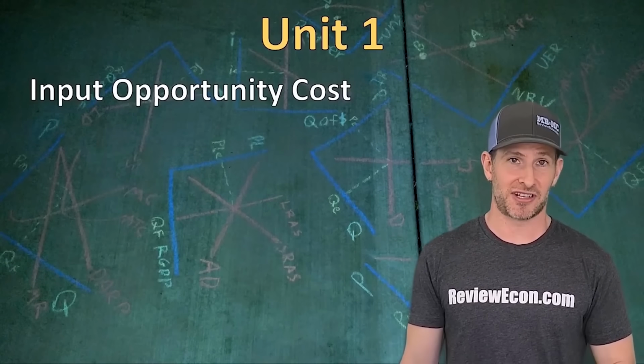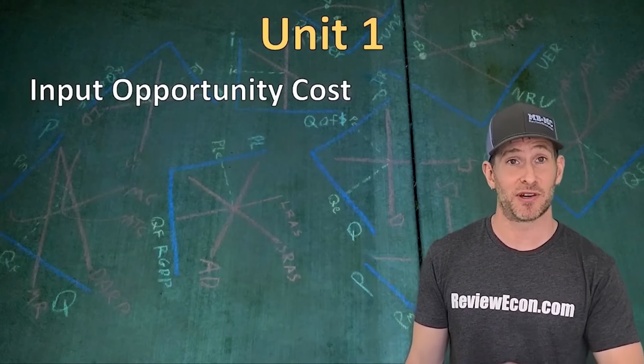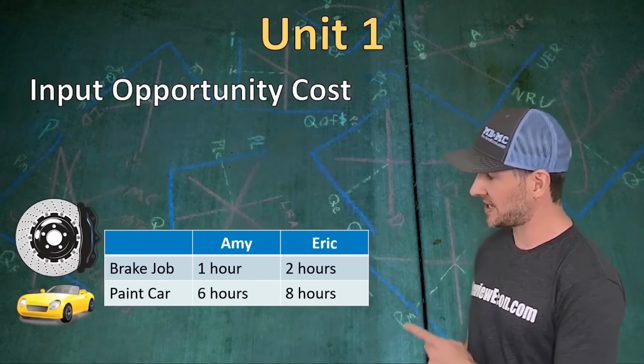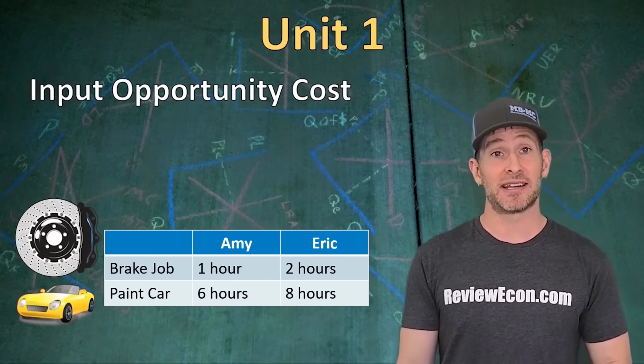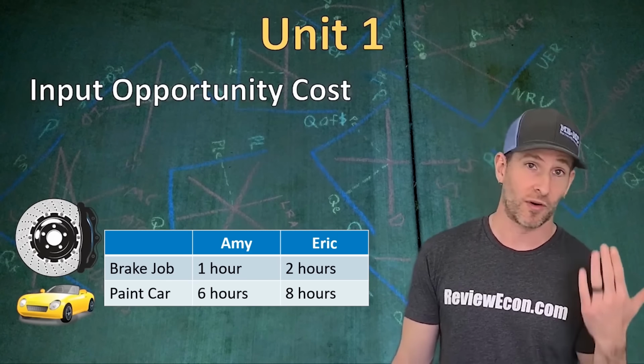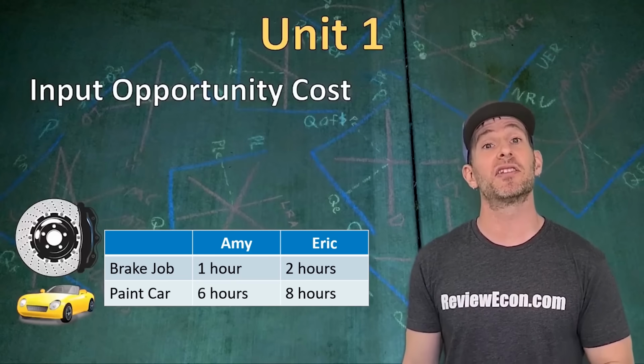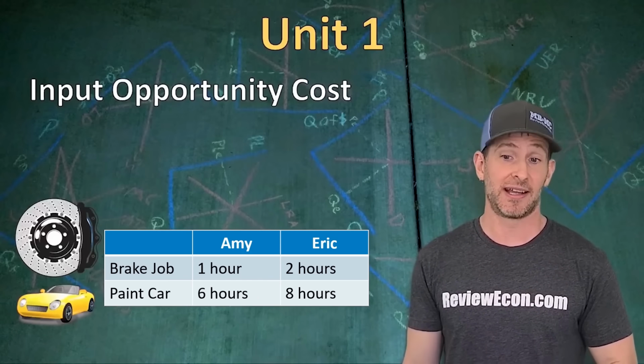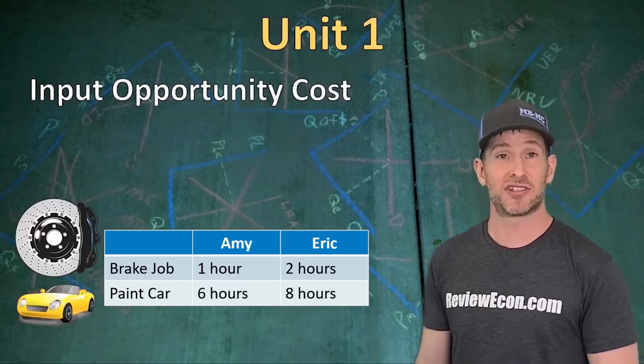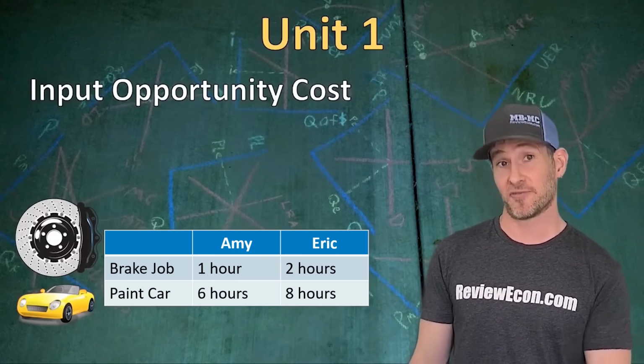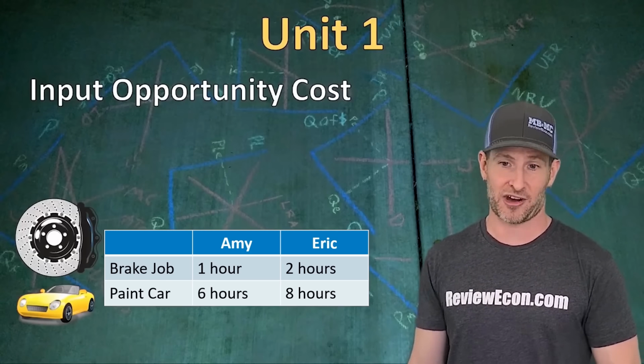The other type of question you could see with comparative advantage is an input question. When it's inputs, you will see a table, and the numbers in the table will indicate units of labor or land or capital that go into the production of some other good. In this case, we have hours. That's units of labor that go into the production of producing a brake job or painting a car.